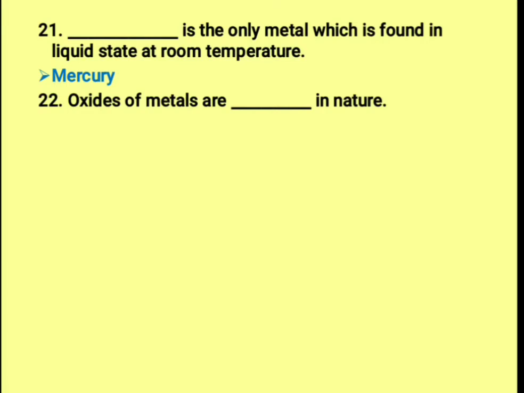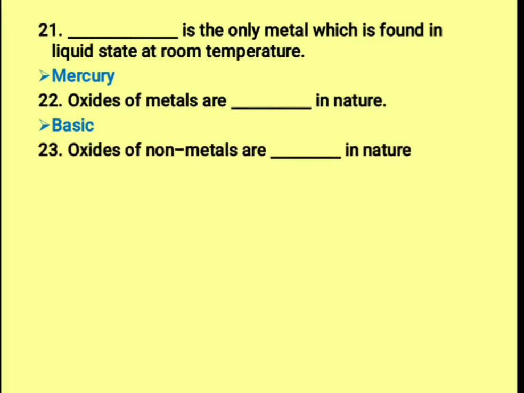The next question is, oxides of metals are dash in nature. What is the answer? Oxides of metals are basic in nature. Next, oxides of non-metals are dash in nature. The answer is, it is acidic.